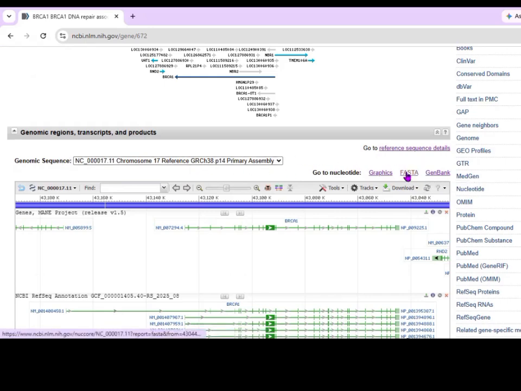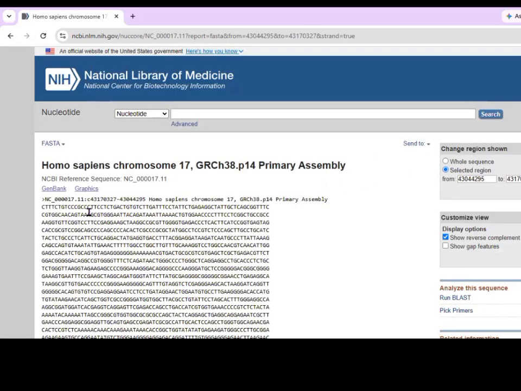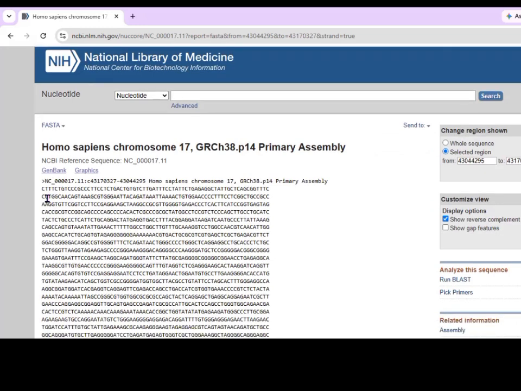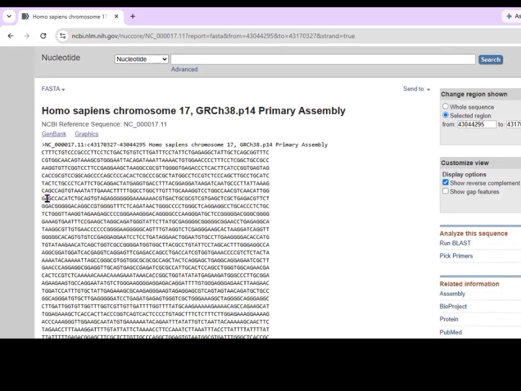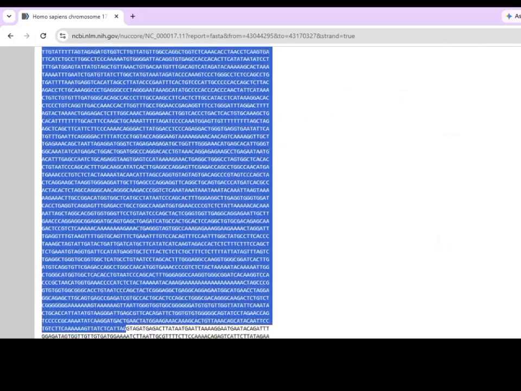We will go to this FASTA. Here the nucleotide FASTA will be opened. Here you can see the whole sequence, like CT, TC, TGG. We know that our DNA is made up of 4 nucleotides: adenine, guanine, thymine, cytosine. So here you can see the sequence of these nucleotides, the whole sequence of BRCA1.